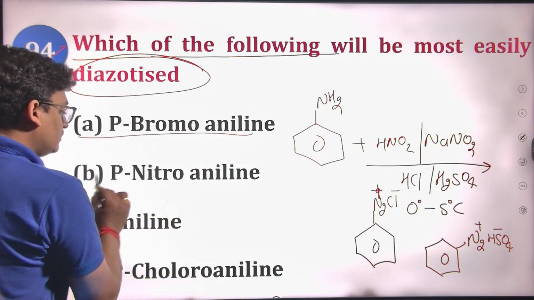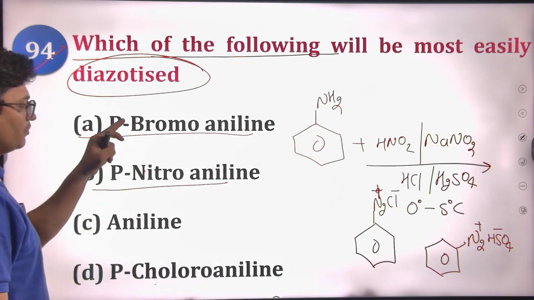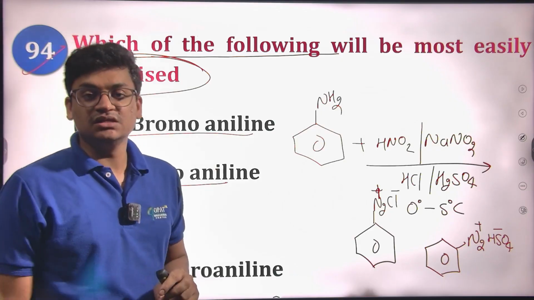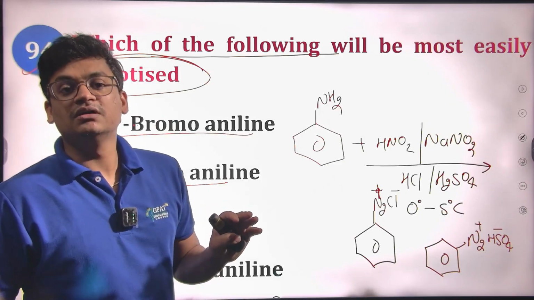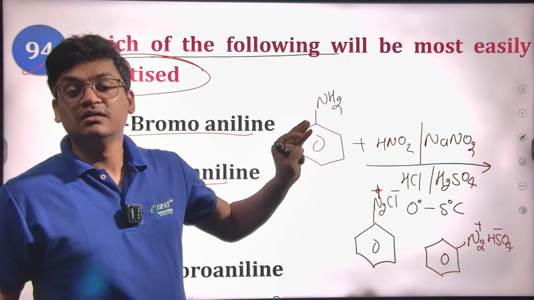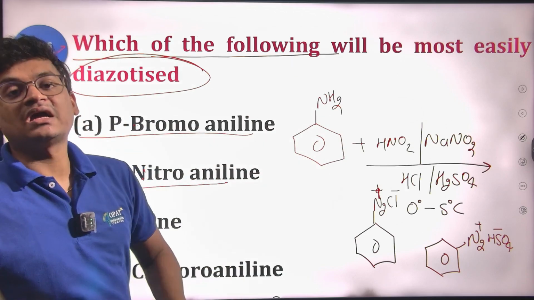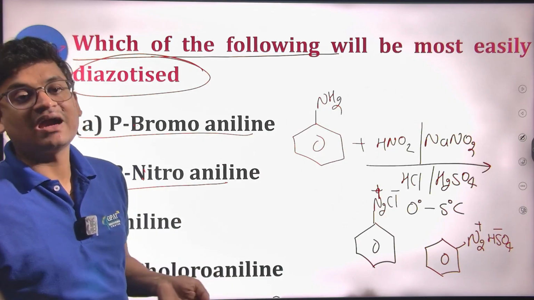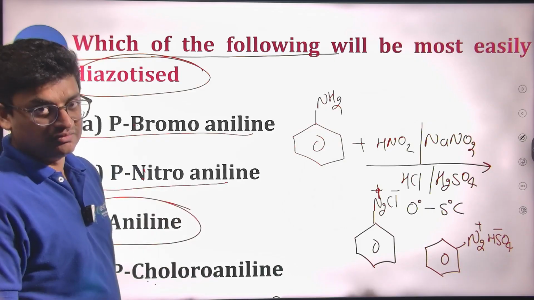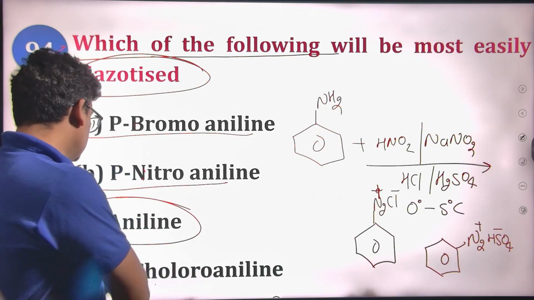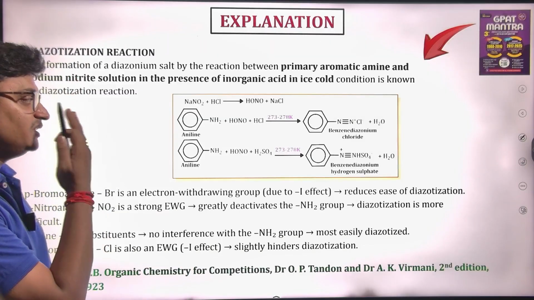We are having bromoaniline, nitroaniline, aniline or chloroaniline. In all these cases of bromo, nitro or chloro, we can see all of these substituents are going to reduce the electron density of the nitrogen. All of them are deactivating groups, ring deactivators. So only aniline is going to give this reaction very fast. So C is the right answer. C will be the correct answer for this question.